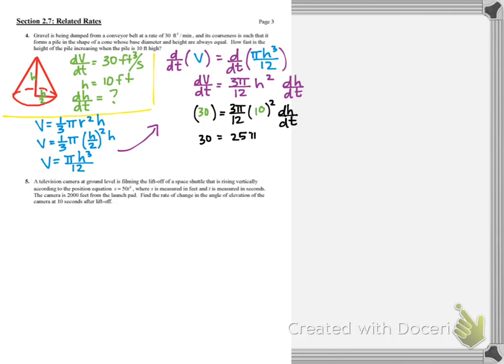So that's 25 pi dh/dt, and then I divide, and I get that dh/dt is 30 over 25 pi, which simplifies to 6 over 5 pi feet per minute. And that would be our final answer for number 4.